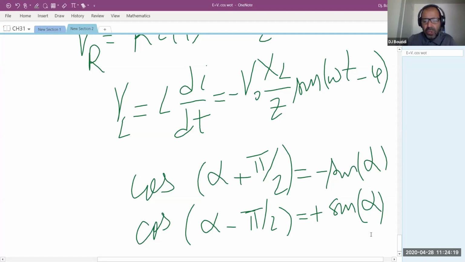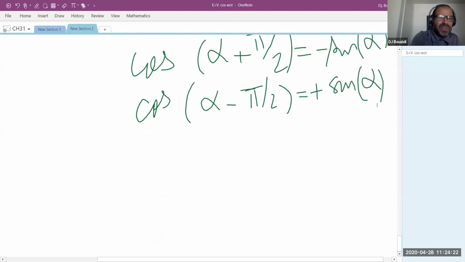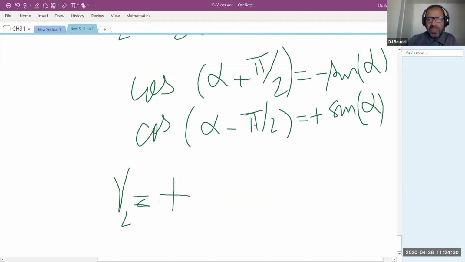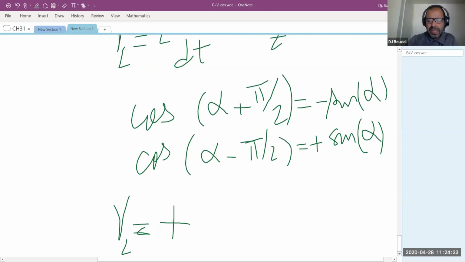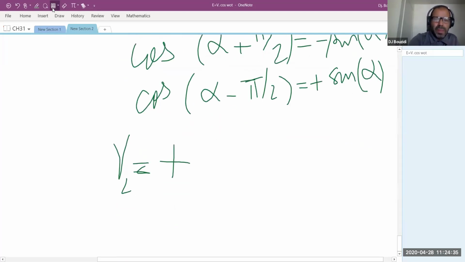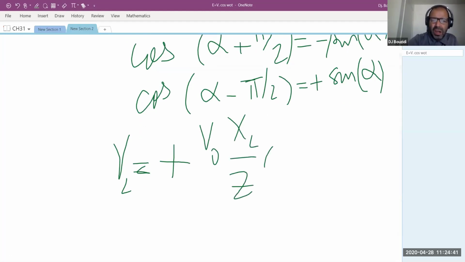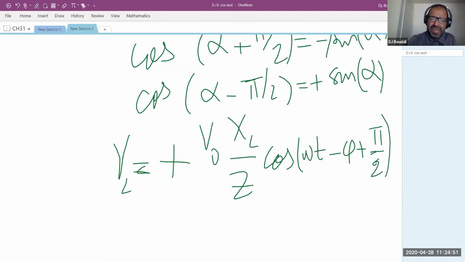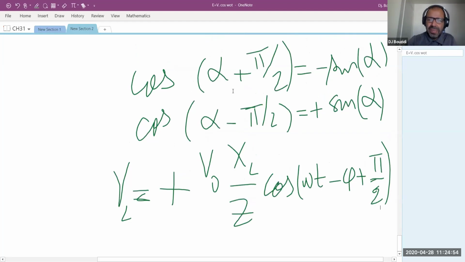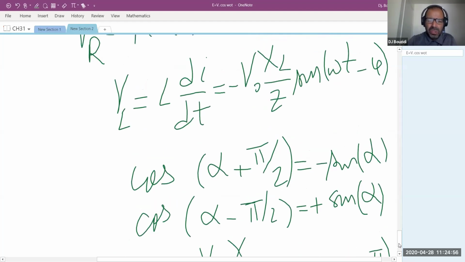We change the sign. So the voltage across the L, V sub L, then is going to be a positive first of all. And whatever coefficients we're going to leave it as. So it's V naught XL over Z times again cos of omega t minus phi added to it pi over 2. That ensures the negative sign in the front. Negative sine times sin. So this is correct.